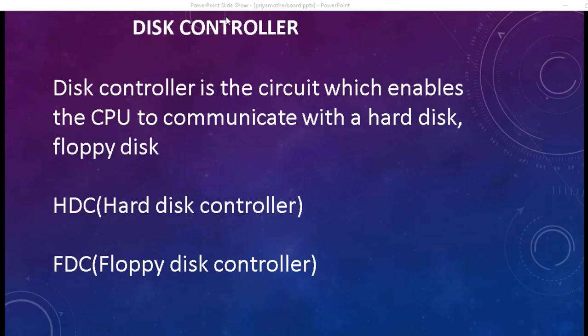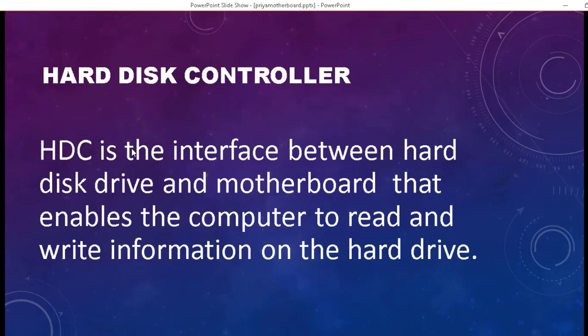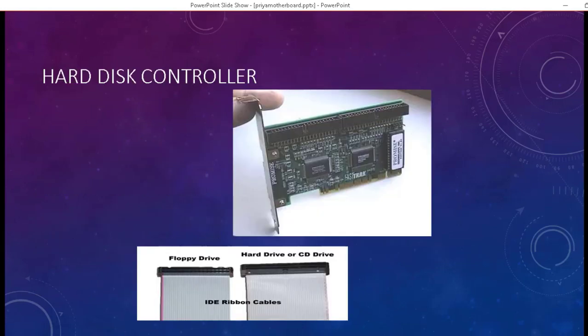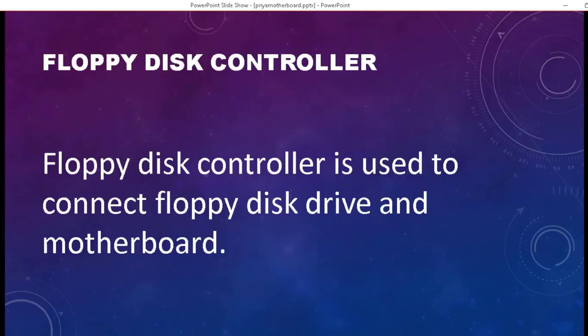There are two types of disk controllers. One is HDC, that is hard disk controller, and the other is FDC, floppy disk controller. Hard disk controller acts as an interface between the hard disk drive and the motherboard that enables the computer to read and write information on the hard drive. As you can see in this image, you can find the hard disk controller and the ribbons which are used to connect to the motherboard.